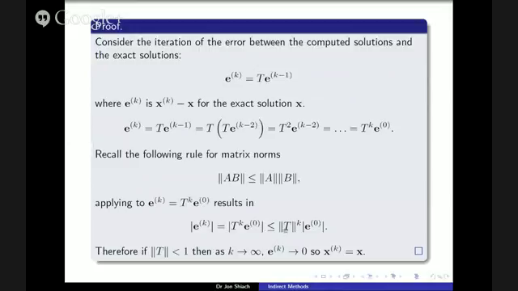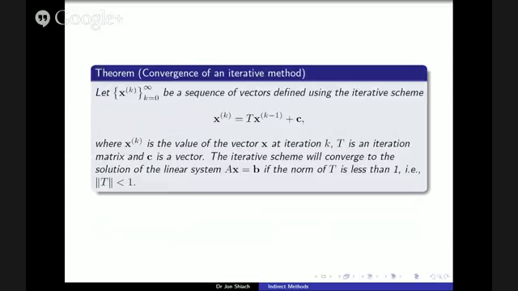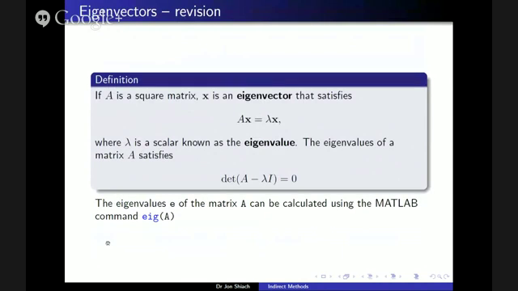If the norm of T is less than 1, that number raised to the power k is going to tend to 0. So therefore, if the norm of T is less than 1, as k tends to infinity, our errors tend to 0. If we were to keep iterating an infinite number of times, eventually we'll get the exact solution. Okay, so that's the proof. In short, we require that our iteration matrix have a norm of less than 1.